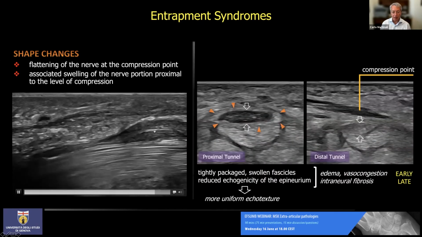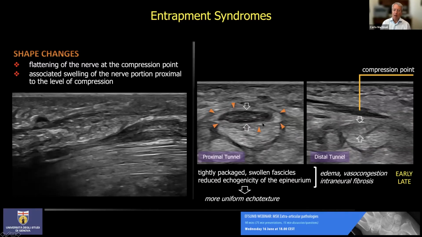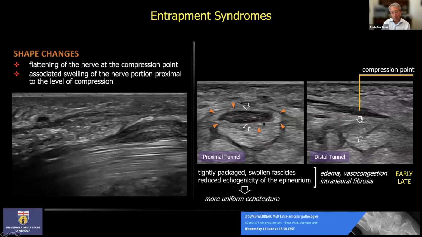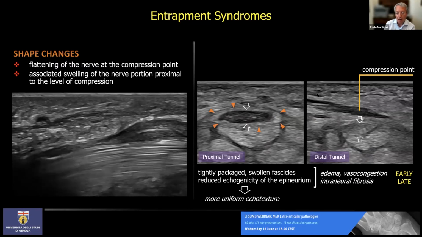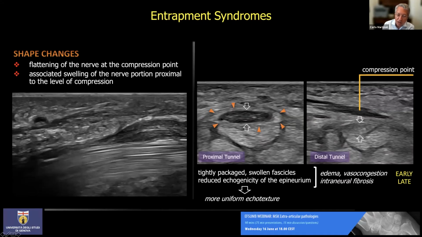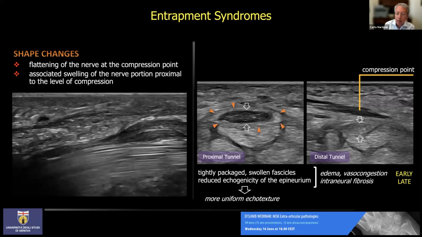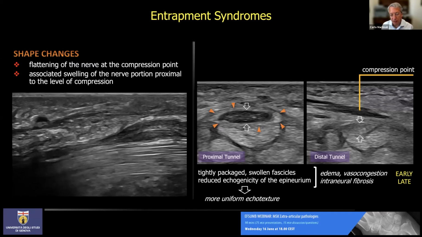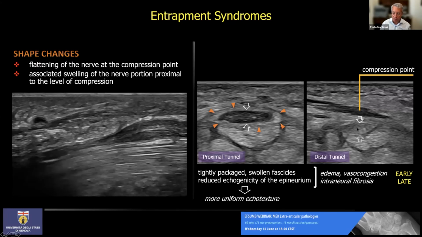If we scan the nerve on transverse planes, we can realize that in long-standing chronic compression, the fascicles become bigger and the echogenicity of the epineurium reduces, giving a more homogeneous appearance to the compressed nerve. This is an example of a compressed median nerve, and you see that we are no longer able to demonstrate the individual fascicles because the nerve appears homogeneously hypoechoic, except at the point of maximal compression, in which it may appear more echogenic as a result of the squeezing of the fascicles.